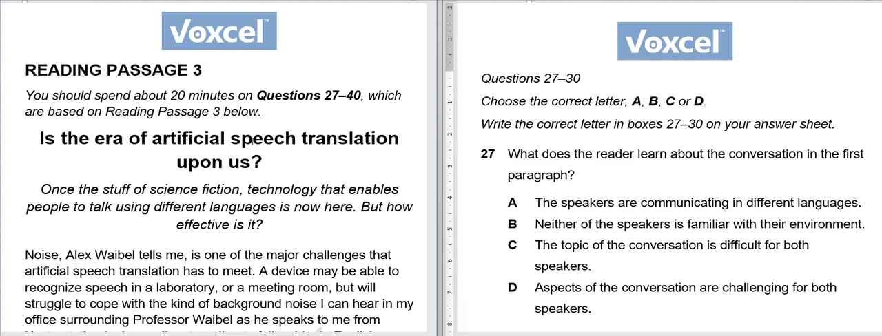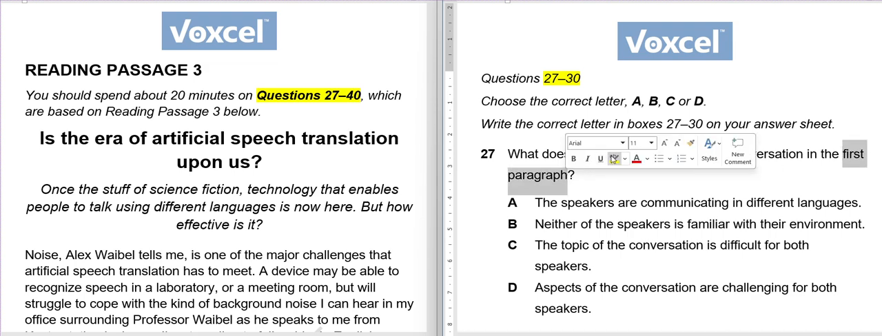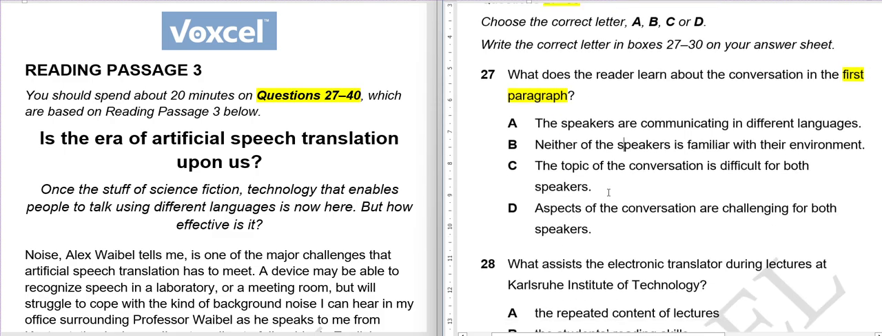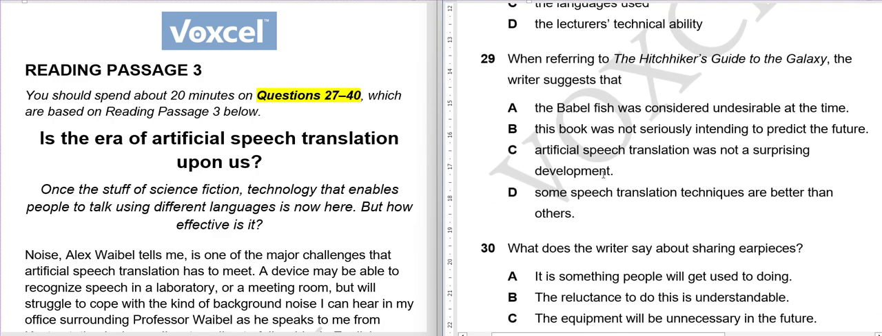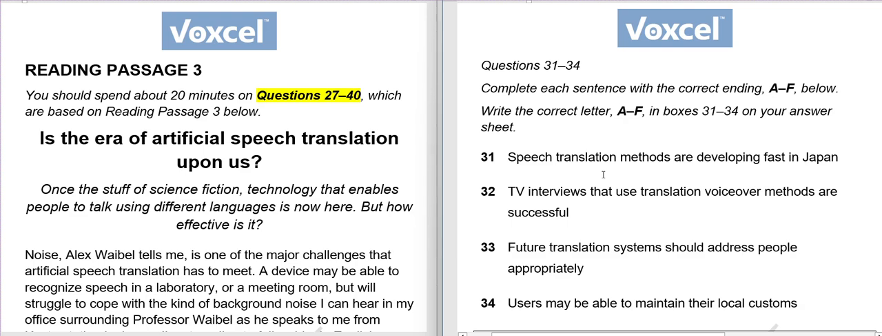So after reading the title of the passage, we go straight to the questions and see what kind of questions we are going to deal with. We have to deal with question numbers 27 to 40. For 27 to 30, let me highlight this, we have to deal with MCQs. It's the first paragraph, so that's a good thing for us. From the first paragraph, we can find question number 27, and all the other questions will be after that.